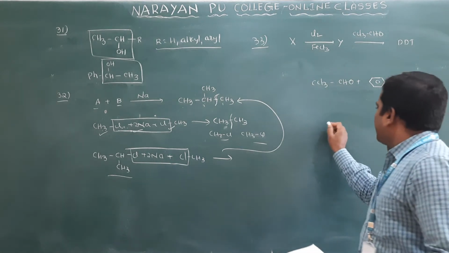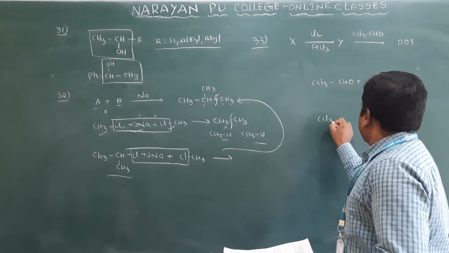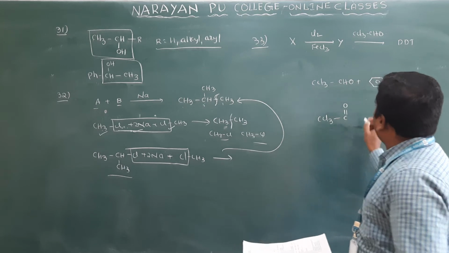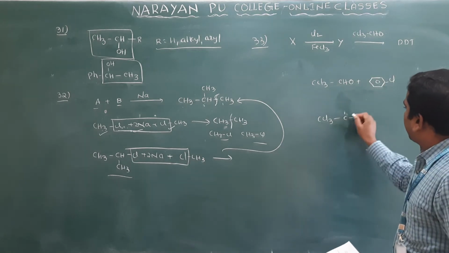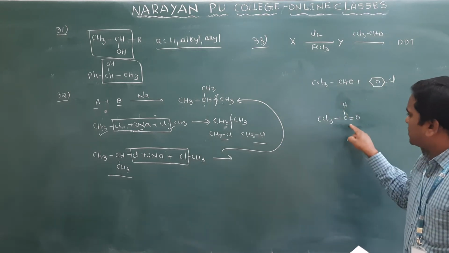Clear? Simple, I will write in this way. See, this is CCl3. Shall I write C double bond O? And what is it here? I will write C double bond O, and H. This is what is chloral.